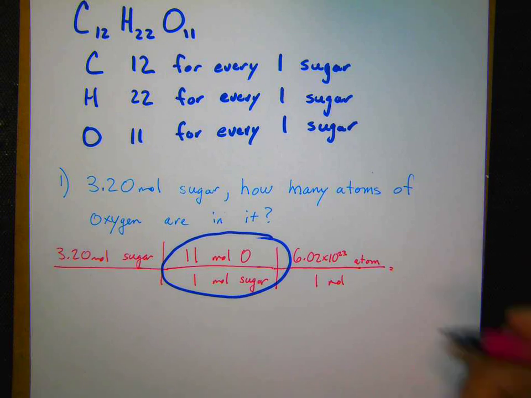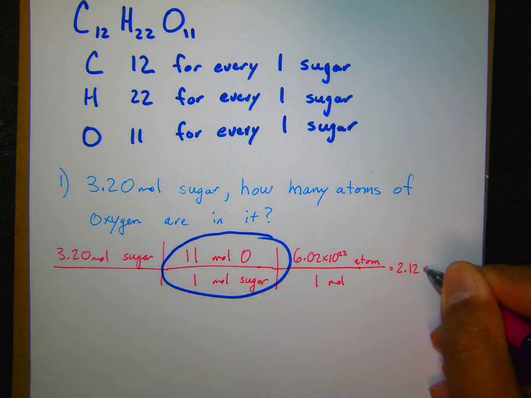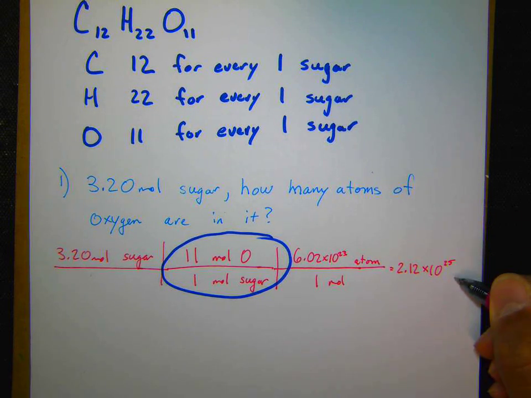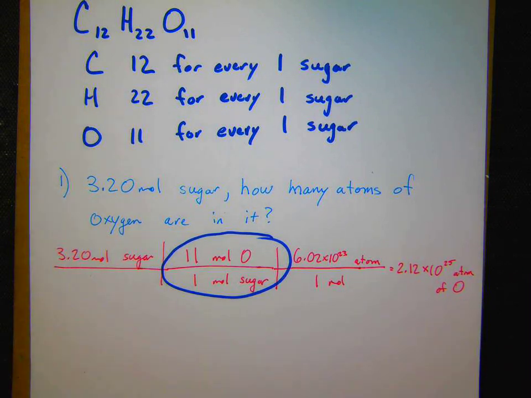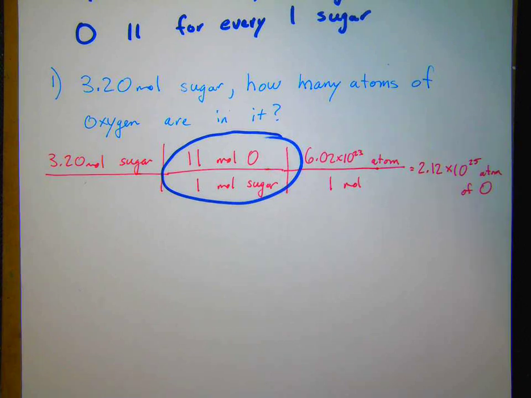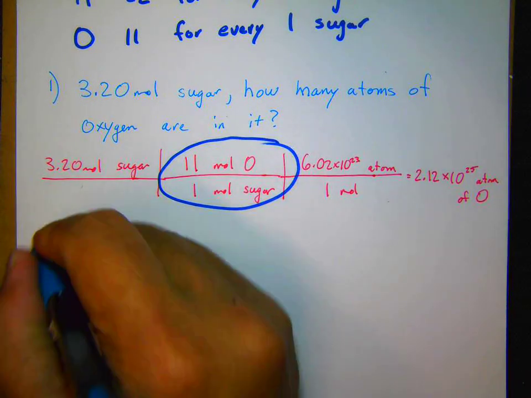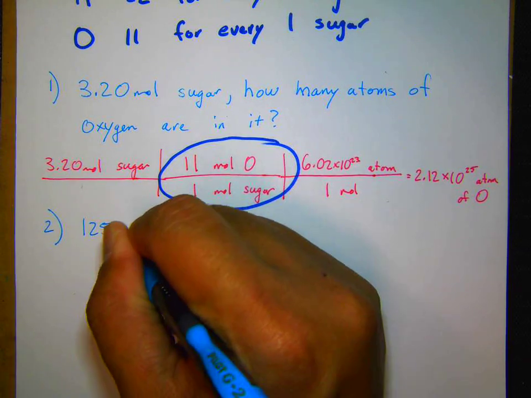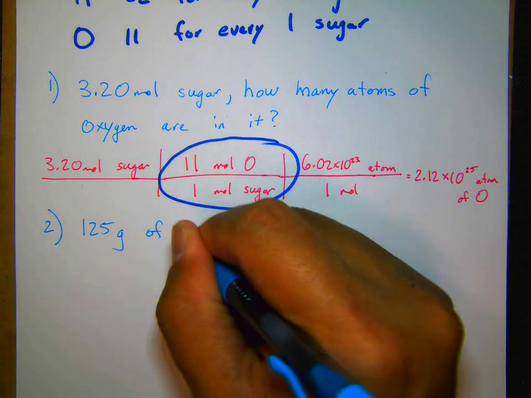So you end up getting 2.12 times 10 to the 25th, I believe, atoms of oxygen. Okay? So that's how many atoms of oxygen you have in the 3.2 moles of sugar. All right. Let's look at a different one. Okay, let's say I had 125 grams of sugar. I have 125 grams of sugar.